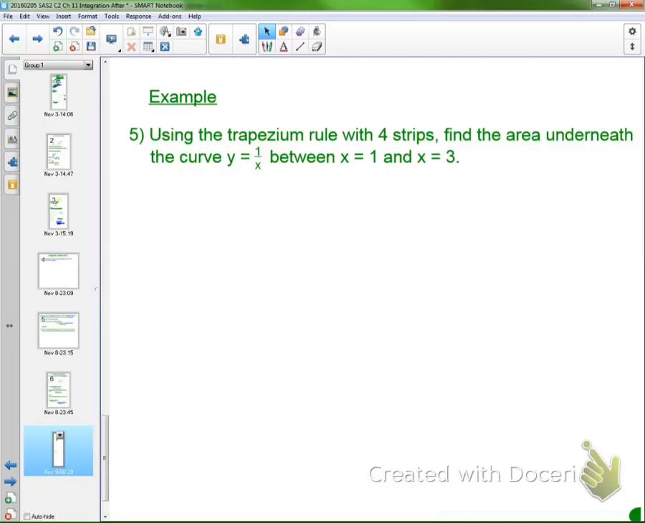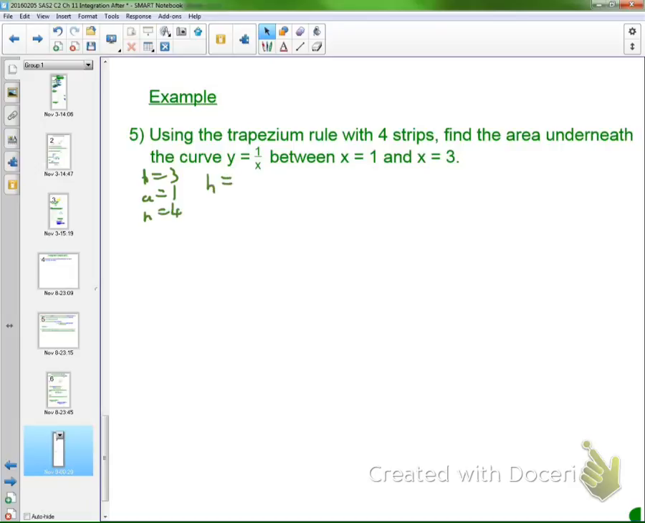In this example, we want to find the area underneath the curve y equals 1 over x. Now, as we saw in C1, we can't actually integrate 1 over x. We need some knowledge from C3 to be able to do so. However, we can use the trapezium rule to find the area underneath it. So, we've been instructed to use 4 strips, and we have been told what our b and a values are, what our limits are. So we have that b is equal to 3, a is equal to 1, and our n is equal to 4, because we have 4 strips.